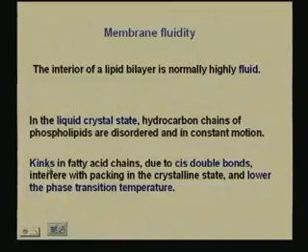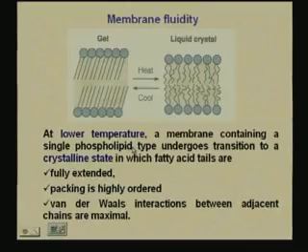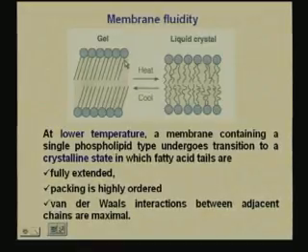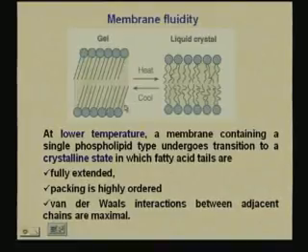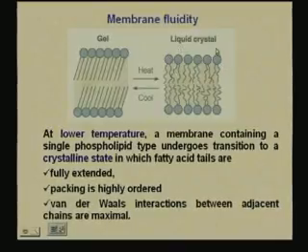The kinks we saw in the last class that are there in the fatty acid chains are due to the cis double bonds, and they interfere with the packing in the crystalline state, and they lower what is called the phase transition temperature. Now, what is this phase transition temperature? When we consider membrane fluidity, if we have straight chains, we can form what is called a gel or a liquid crystal sort of a thing. We have a liquid crystal here and a gel.